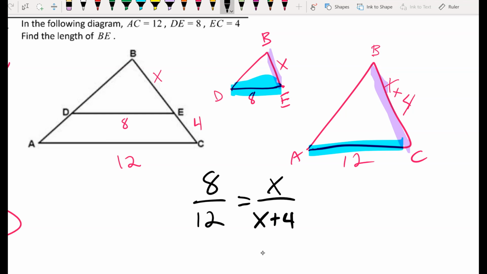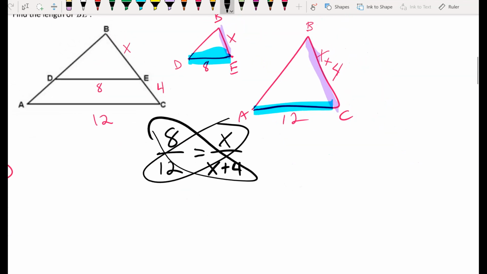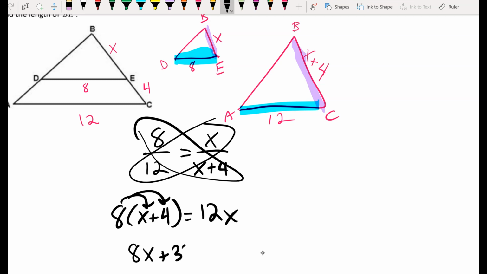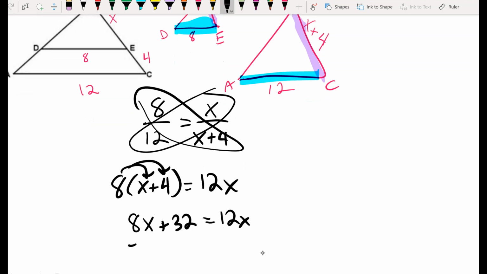So I'm going to cross multiply from here. Just be very careful. One of my diagonals multiplies to 12x, because x times 12 is 12x. But I'm multiplying my 8 to two different terms: I'm multiplying it to an x, and I'm multiplying it to a 4. So make sure you remember to distribute into the parentheses there. This becomes 8x plus 32 is equal to 12x. I'm going to subtract 8x on both sides to get all my x terms together, because 8x minus 8x is 0.